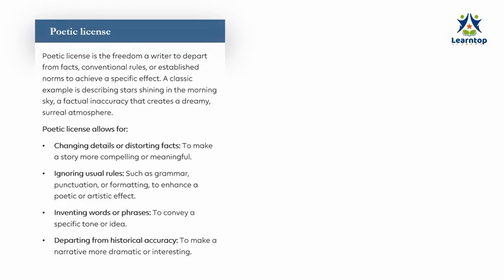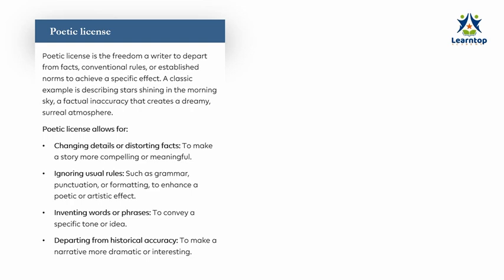Poetic license is the freedom that a writer takes to ignore rules, bend facts, or even invent words for a stronger effect. For example, a poet may describe stars shining in the morning sky. In reality, stars aren't visible in the morning, but it creates a dreamy, magical image.